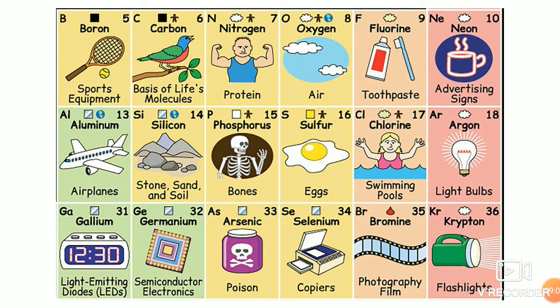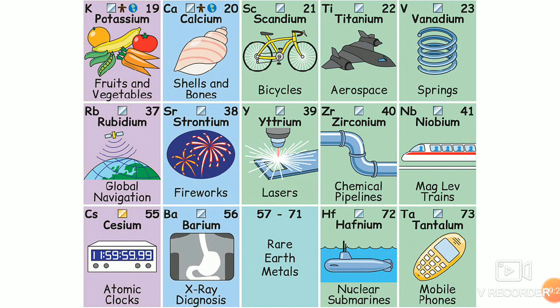Arsenic, it is a big poison. Selenium, it is used to make copiers. Next, bromine, it is used in photographic films. Krypton, it is used in flashlights. I have more. Yeah, look here. Potassium, if you talk about, it is found in fruits and vegetables.